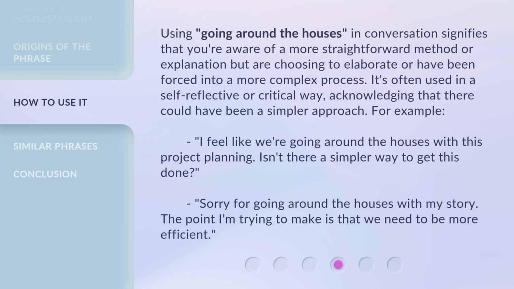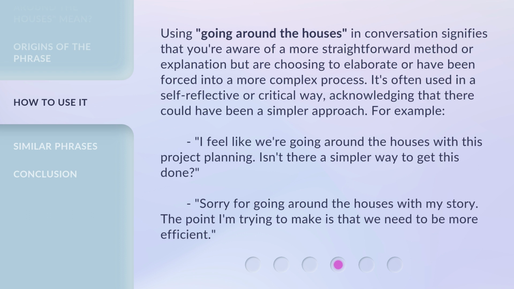Using going around the houses in conversation signifies that you're aware of a more straightforward method or explanation but are choosing to elaborate or have been forced into a more complex process. It's often used in a self-reflective or critical way, acknowledging that there could have been a simpler approach.